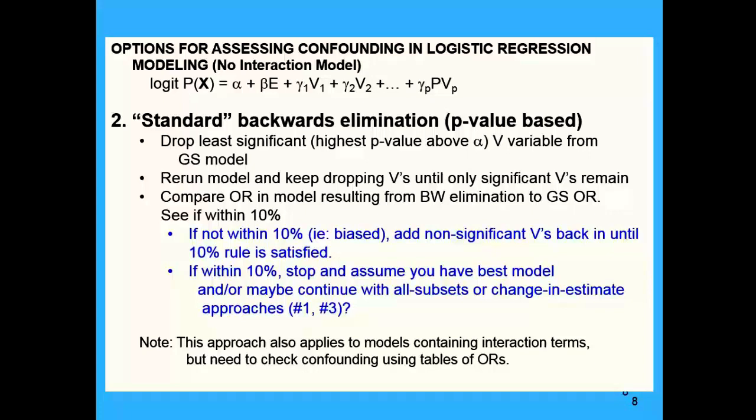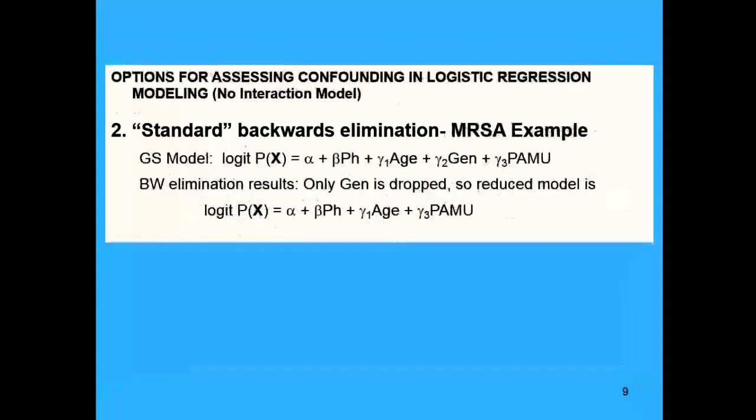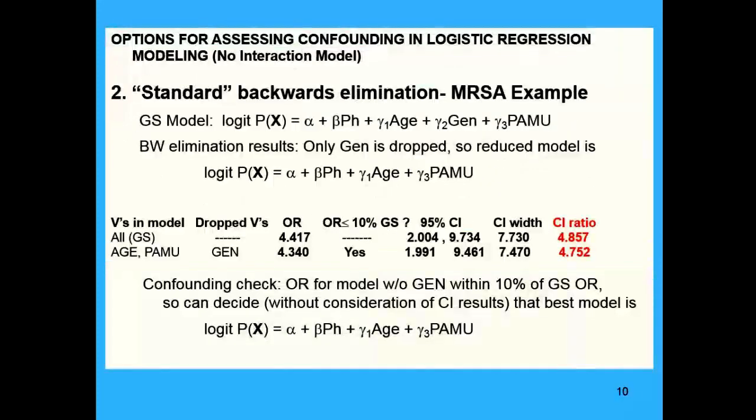I still prefer all possible subsets because it doesn't miss anything. It doesn't miss models that you might understand something about that you wouldn't see if you do this. This approach cuts things out, as does the next approach that I'm going to talk about. So the next approach is standard backwards elimination. That's what we just did. And that was what happened. This is approach 2.